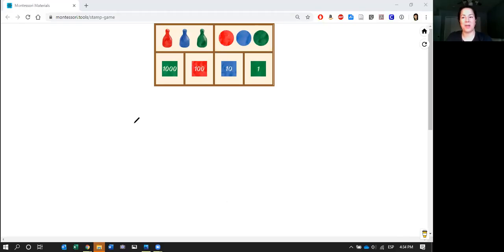Today we're going to multiply with the stamp game. Our first operation is going to be 3,211. So let's write that down. 3,211. And we're going to multiply this. So that means we're going to have this quantity multiplied by 2 times.